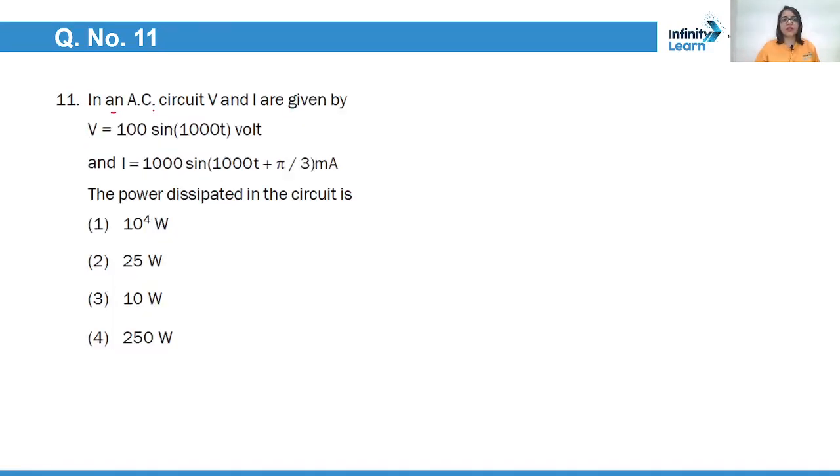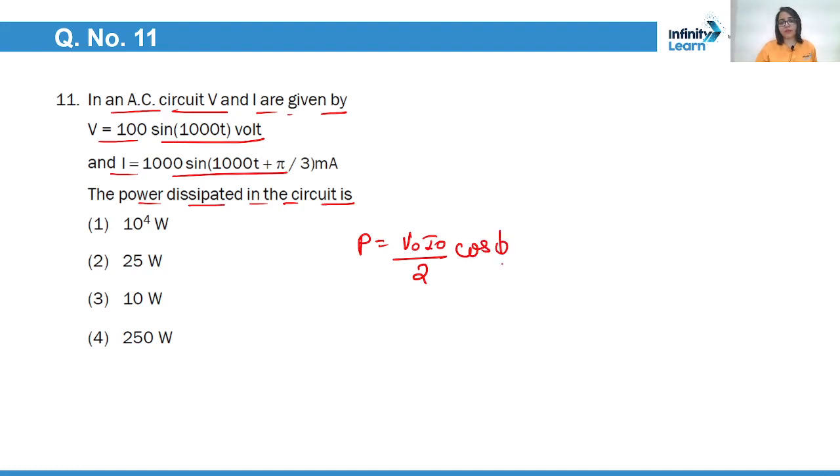Question number 11. In an AC circuit, V and I are given by this value and this value. The power dissipated in the circuit is... So power dissipated in the circuit is V naught I naught divided by 2 into cos phi. Right. So V naught is 100, I naught is 1000 divided by 2 into cos phi.